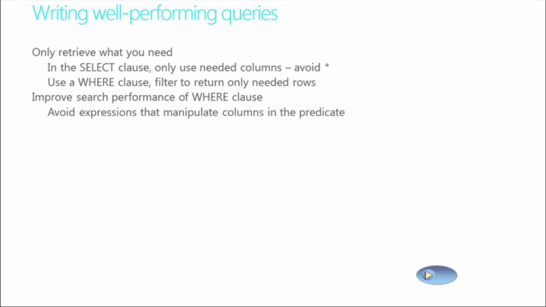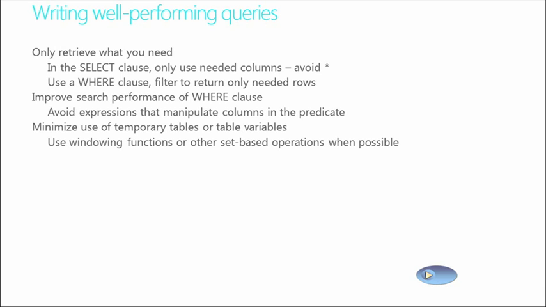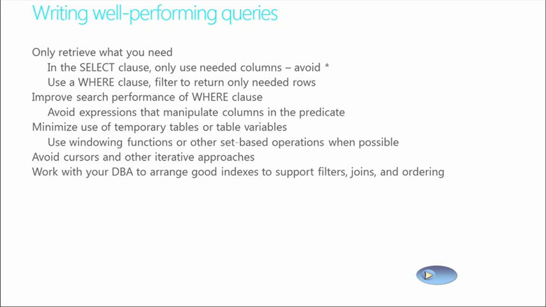You can improve search performance of the where clause. Avoid expressions that manipulate columns in the predicate. Be fairly straightforward with the type of information that you want returned to you. Minimize the use of temporary tables or table variables. Use window functions or some of the set-based operations that we talked about earlier in the class today. Avoid cursors and any other iterative approaches. Those require extra overhead that would slow down your query performance.